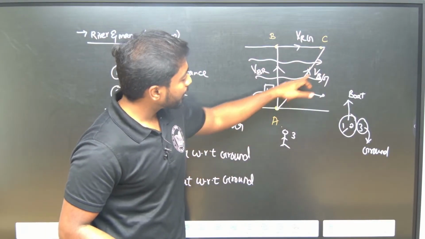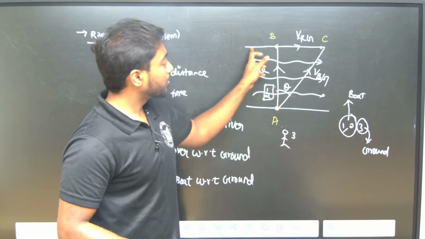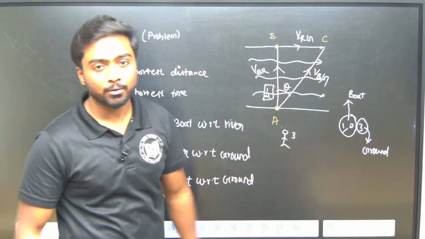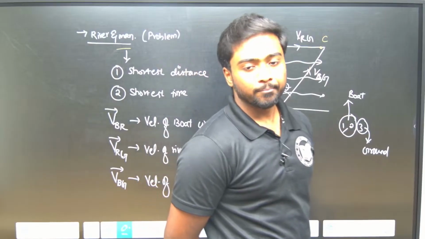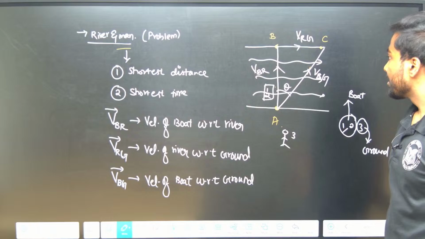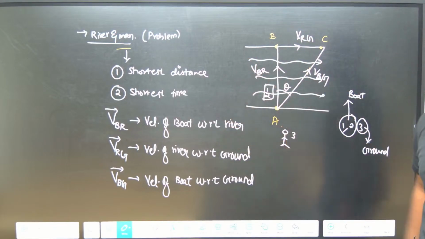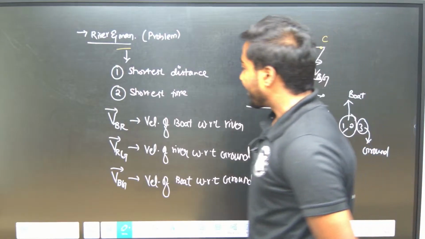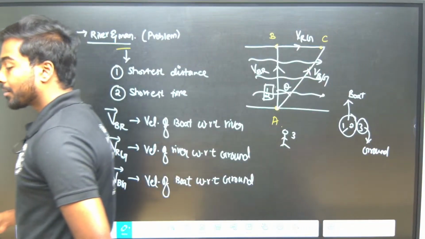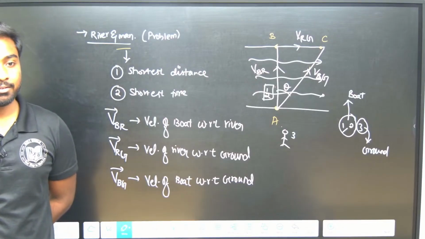This is the velocity of the boat with respect to ground. This is the velocity of the boat with respect to water. This is the velocity of the river with respect to ground. Okay, clear? So this is the case. This is the glance about the river and man problem, so you can take a note of this. Next we will see the shortest distance and shortest time conditions.